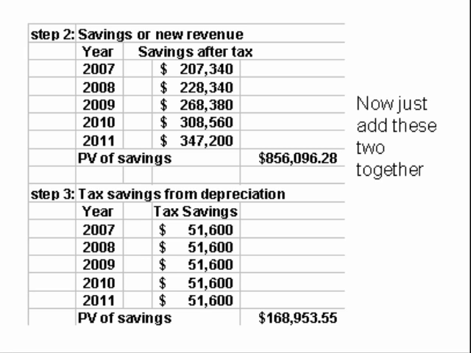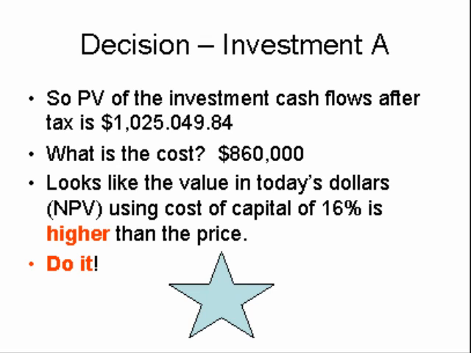And here is your solution. Now just add those two numbers together. That's the present value of the tax savings and the present value of the cash flow after tax. So you get a little bit over $1 million. The cost of the project was $860,000, so it looks like a great deal. Net present value is higher. Do it.